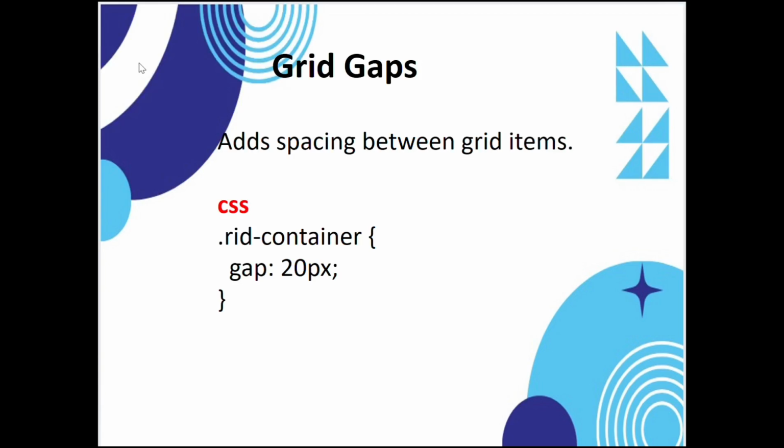Let's take an example. Here we have created one div tag with the class name grid container, and in that we have created some more child divs: cell 1, cell 2, cell 3. Then we have styled the grid container to display grid, grid-template-columns repeat(3, 1fr), and grid gap to 20 pixels.